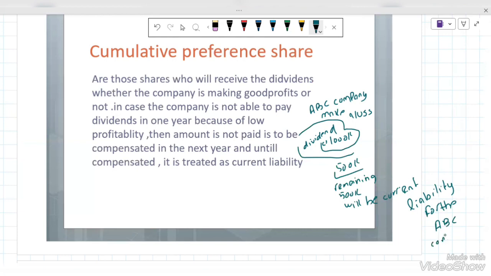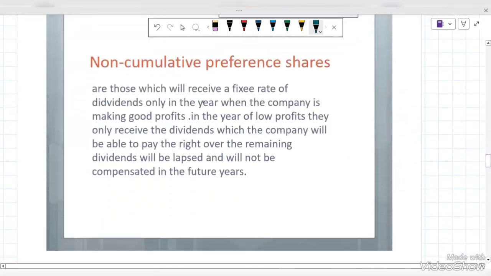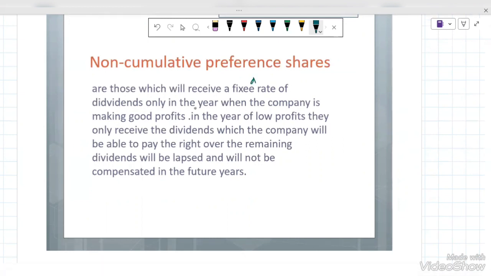Okay. So how does it work? The non-cumulative preference shares are those which will receive a fixed rate of dividends only in the year when the company is making good profits. Like if a company is making good profits, only in that scenario, non-cumulative preference shareholders can claim that they should get a fixed rate of dividends. But if a company is not making any good profit, then they are not.